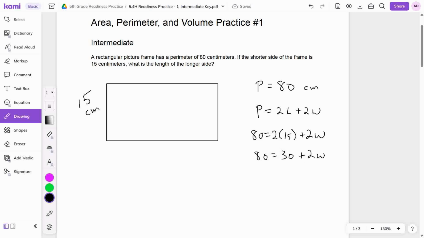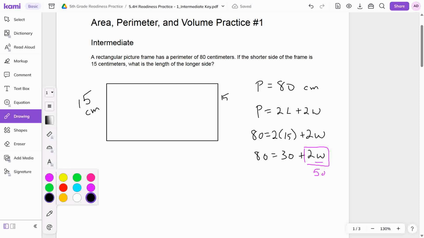And my question is, what is this W? Well, 30 plus what gets me 80, right? That needs to get me 50. So 2 times what gets me 50? That's what I'm thinking. I can also just look at it like this.